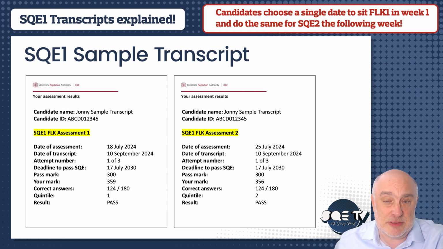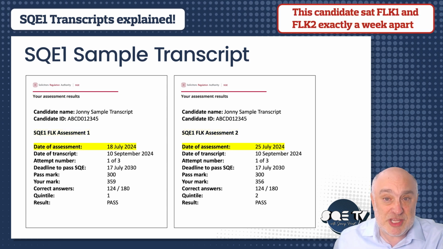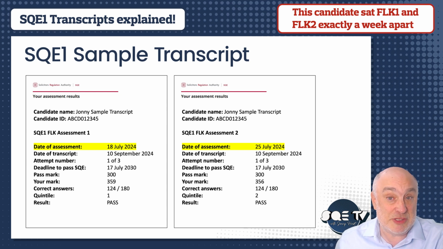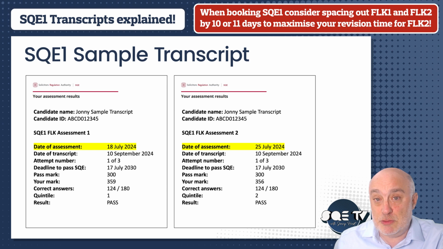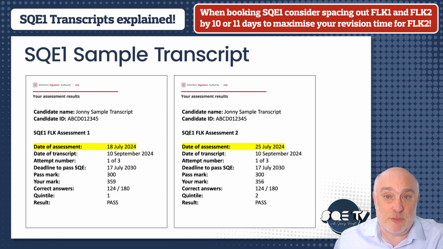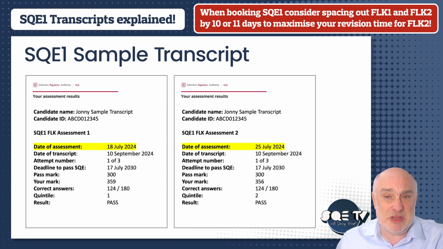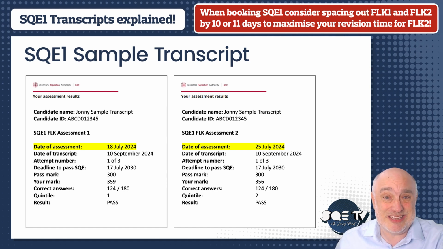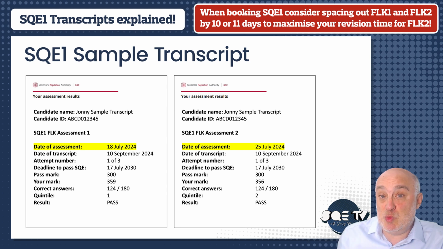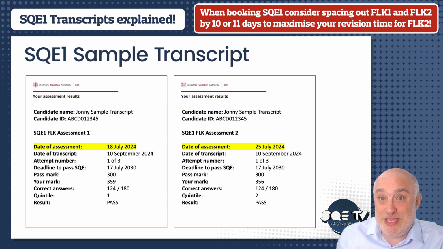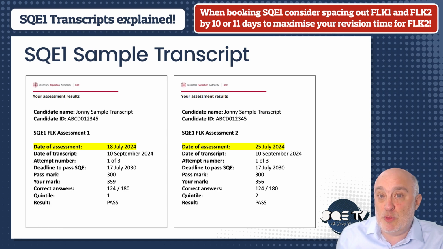Now this candidate sat the 2 assessments a week apart, but you don't necessarily have to do that. You could choose, as I recommend to a lot of students, to sit on the Monday or Tuesday of week 1, FLK1, and then on the Thursday or Friday, I recommend students sit FLK2. So you can maximise your revision time for FLK2 because the results have shown historically, in most cases, candidates tend to underperform on the second paper compared to the first paper. Most students will have the opportunity to decide which day of the week in each of the 2 weeks they sit FLK1 and FLK2. So make sure you take that into account when booking ahead a few months before the actual assessment.